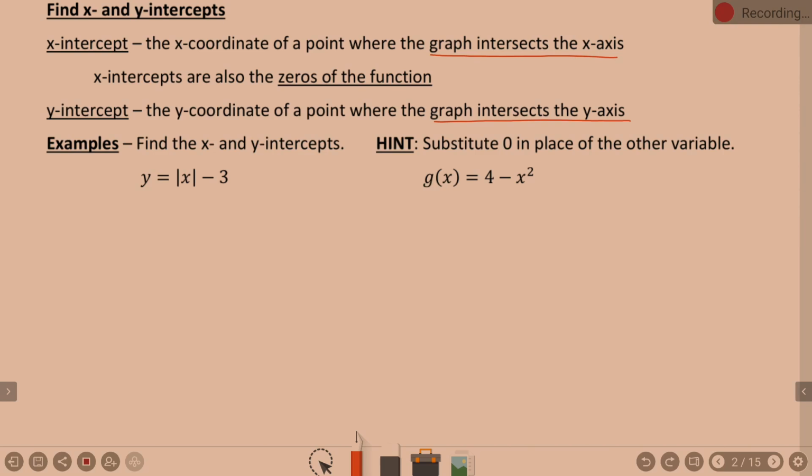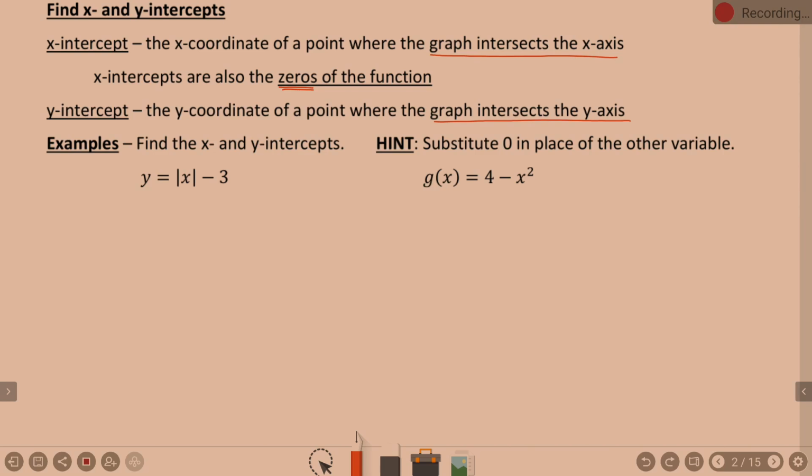Okay, so intercepts. Now, a little bit of vocabulary moving forward. We won't really do anything with it in this homework, but x-intercepts are also known as zeros. So when we start talking about the zeros of an equation or a function, those are the same thing as x-intercepts.